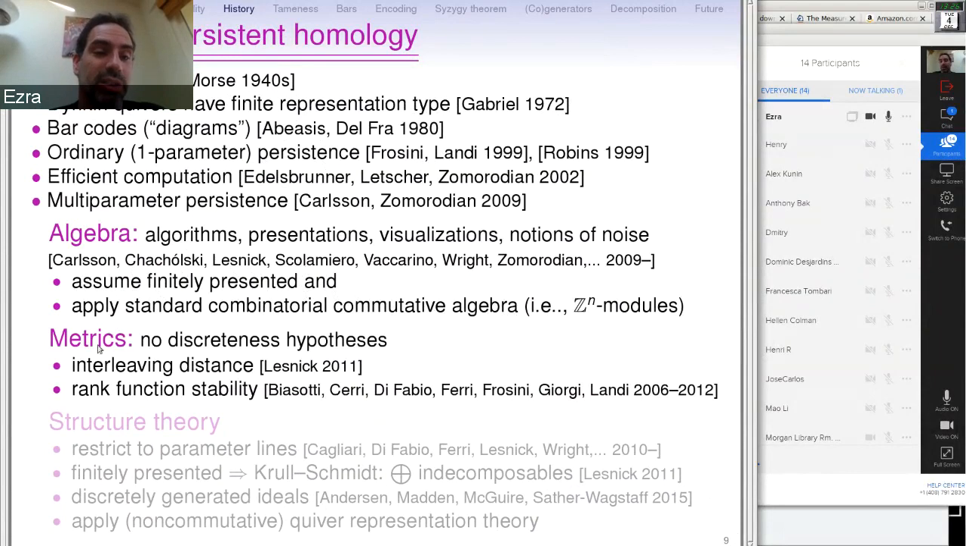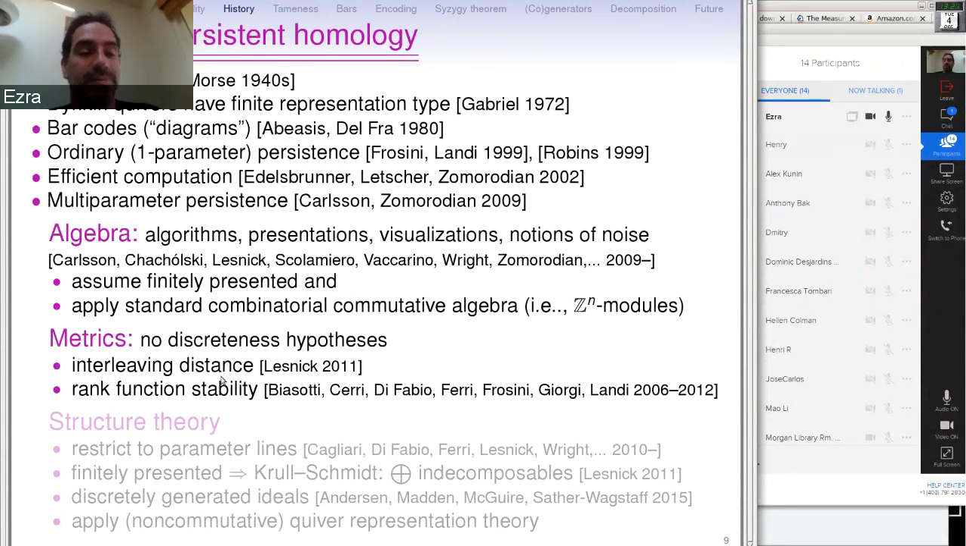Now, for metrics, that is, when you're doing statistics with persistence diagrams, you have to know how far apart persistence diagrams are, and for that, you need a metric or a pseudo-metric on persistence diagrams, and there is no discreteness hypothesis there. So Lesnick's paper from 2011, where he does interleaving distance, he assumes that the modules are R to the n modules.